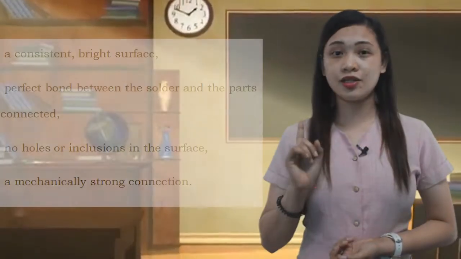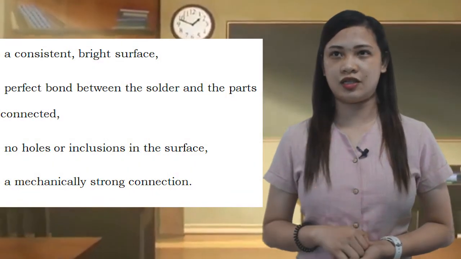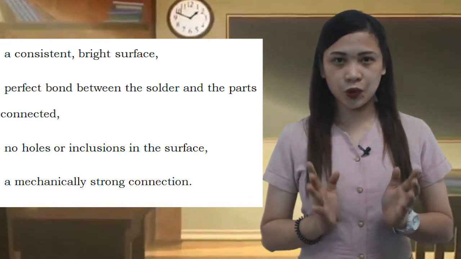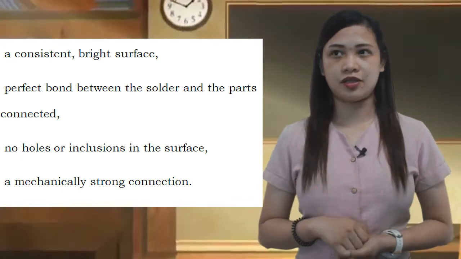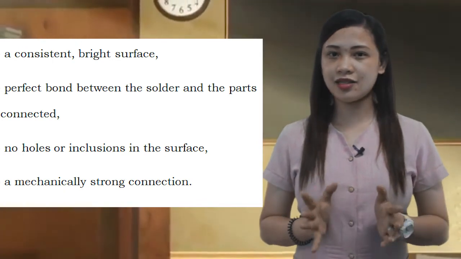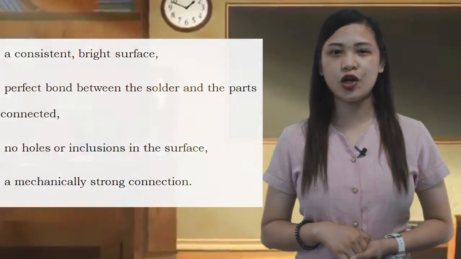Here are the different soldered features. Correct solder joint features: first is a consistent bright surface. Next, perfect bond between the solder and the connected parts. No holes or inclusions in the surface. And last is a mechanically strong connection.